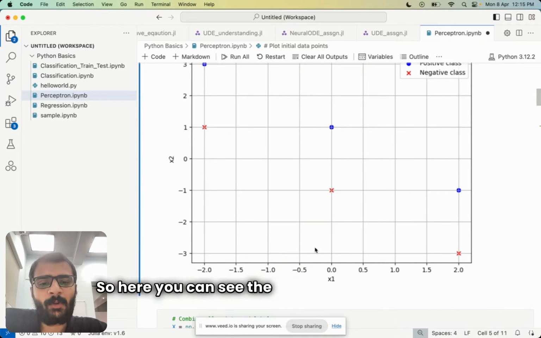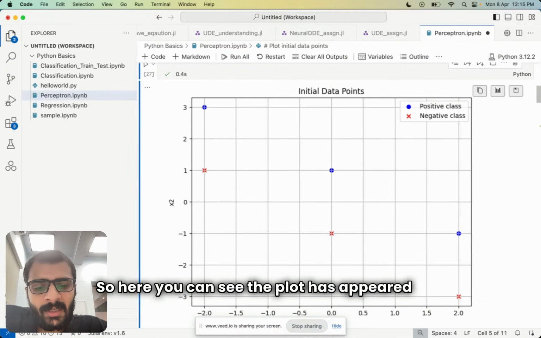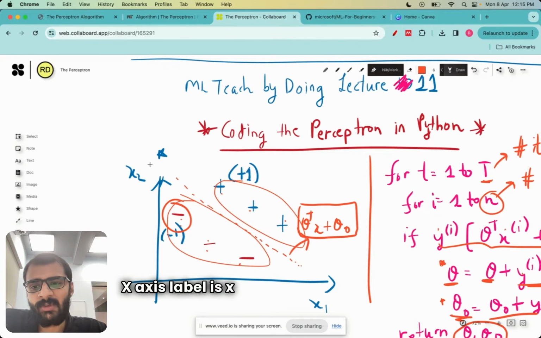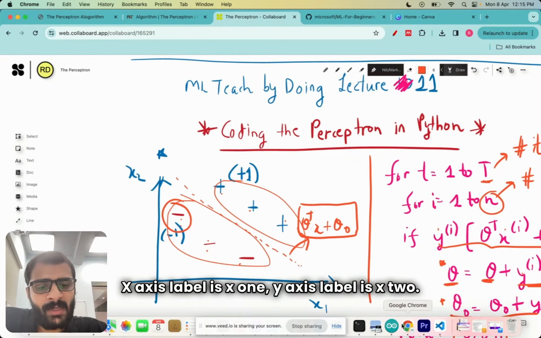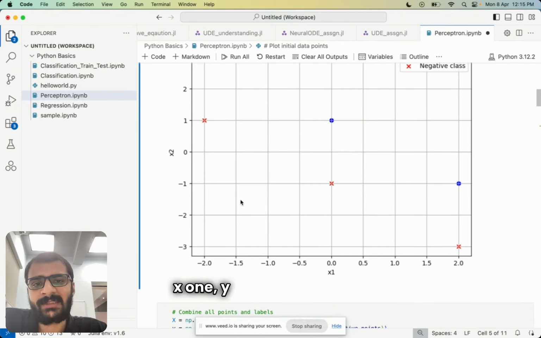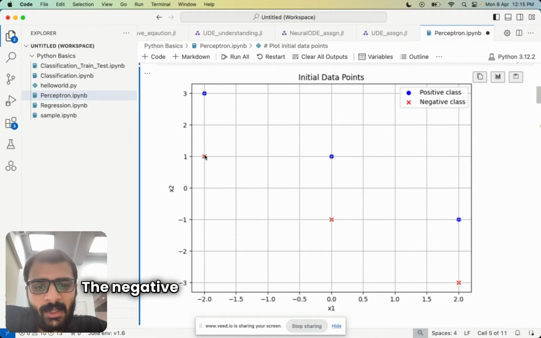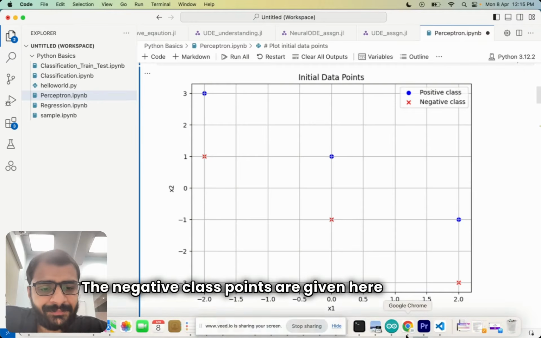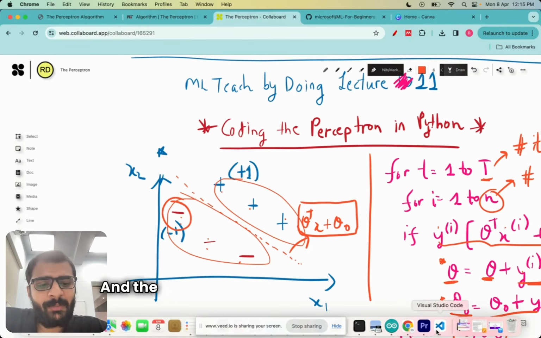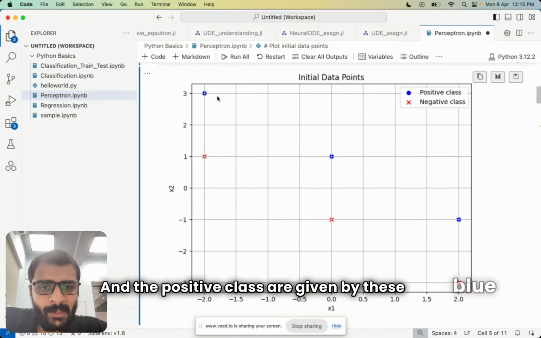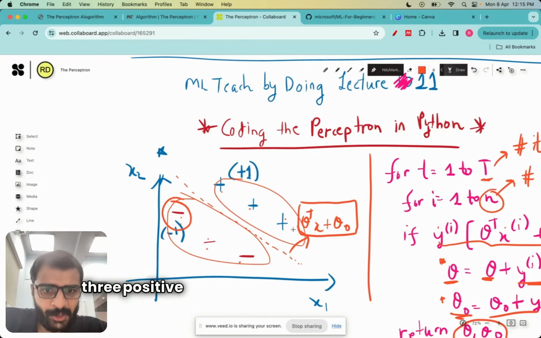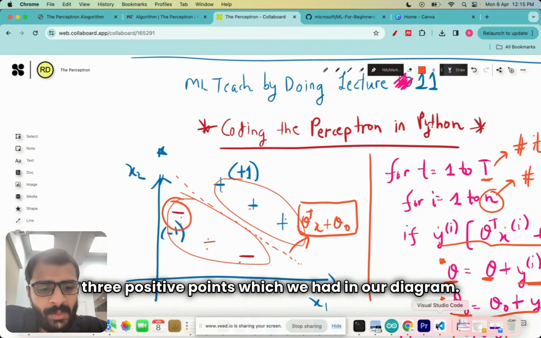So here you can see the plot has appeared, and it looks very similar to what we had over here. X-axis label is x1, y-axis label is x2. The negative class points are given here, which are very similar to the 3 points which we had, and the positive class are given by these blue dots, which are also very similar looking to the three positive points which we had in our diagram.